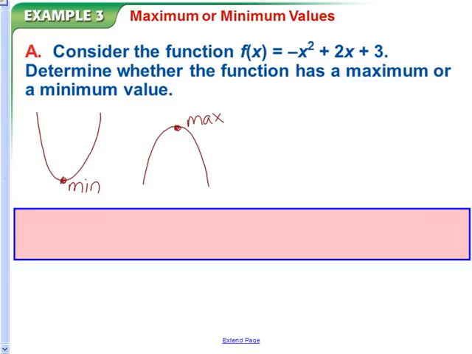And we could easily see from the equation if this one has a minimum or a maximum based off of the x squared, the coefficient of x squared. If it is positive, it's going to look like this. If it is negative, it's going to look like this. So since this one is negative, it is going to have a maximum value.